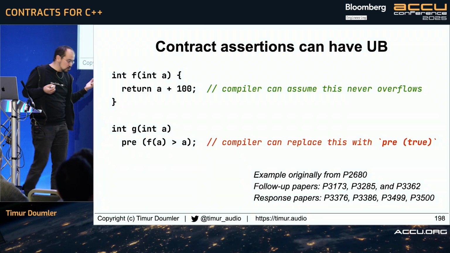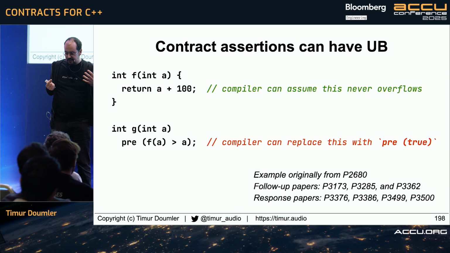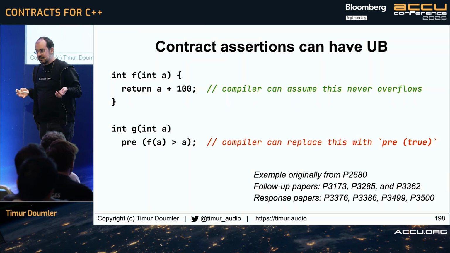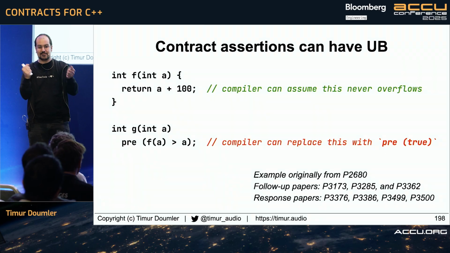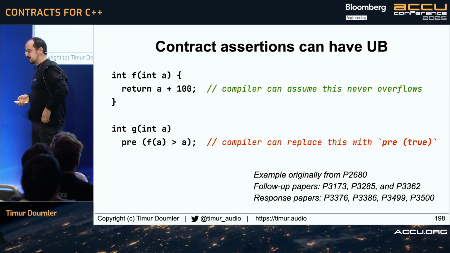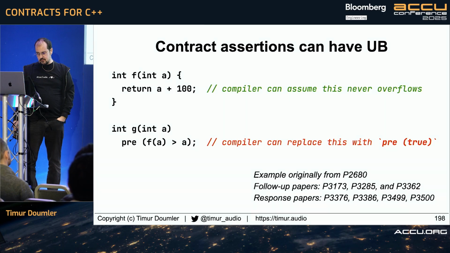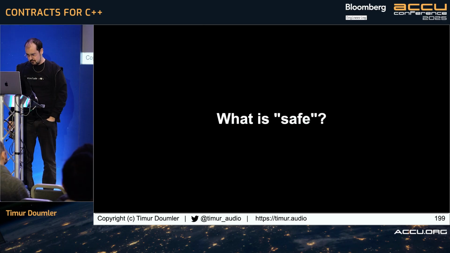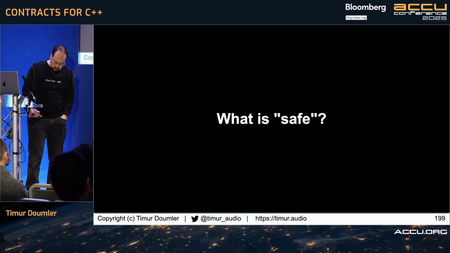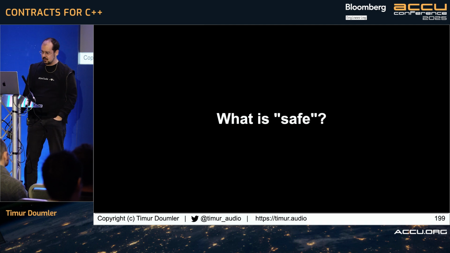If you have a way to change the language in a way that evaluating Boolean expressions can never have UB, please tell us how to do that, because we don't know. So that was kind of a source of misunderstandings for a while, and it all bumps against this problem of what is actually safe. What do we actually mean when we say safety?